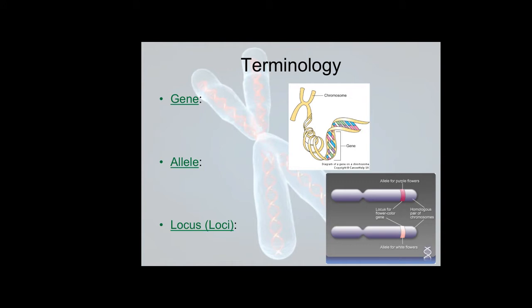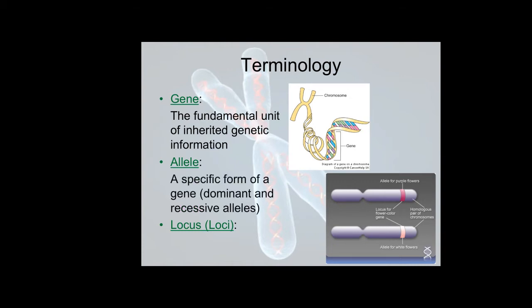As usual, we have to have some common vocab before we can talk about the subject. A gene is the fundamental unit of genetic information. The gene is passed from a parent to an offspring. The gene may code for eye color or flower color, for example. Genes are located on chromosomes. An allele is the specific form of a gene. If the gene codes for eye color, then the allele represents blue or brown. The locus is the location on the chromosome where the gene is found.